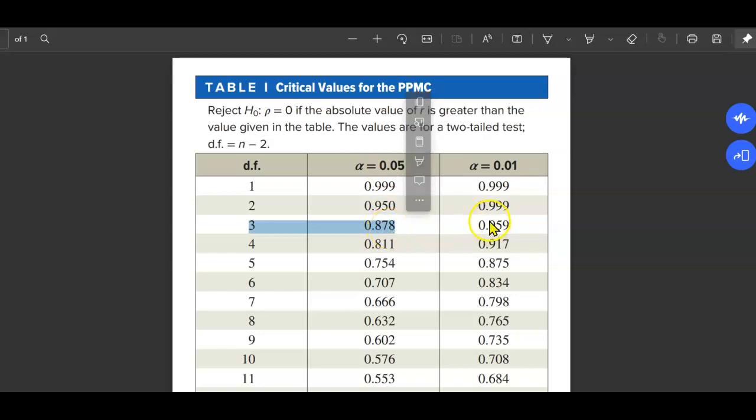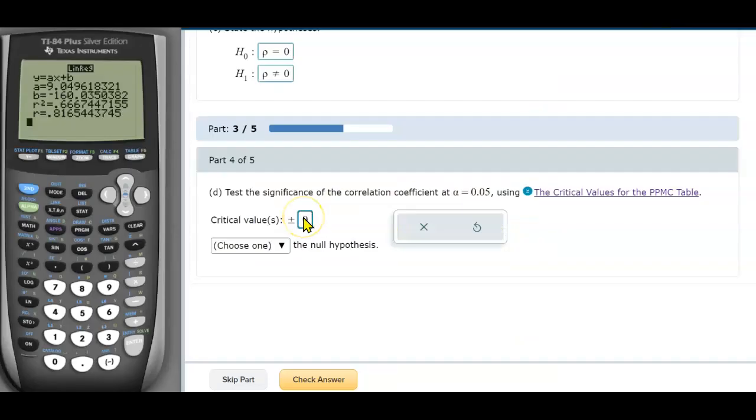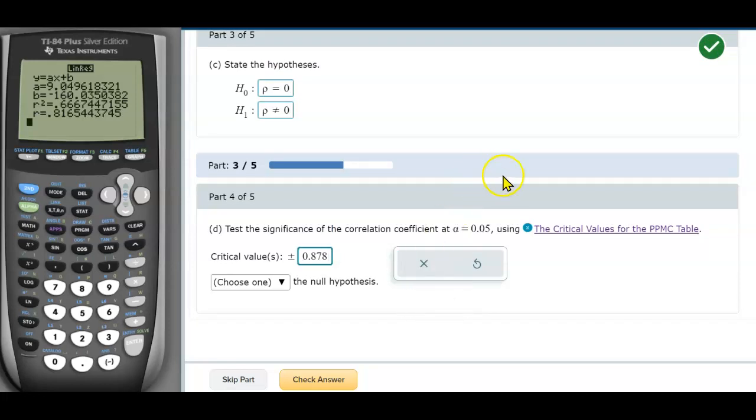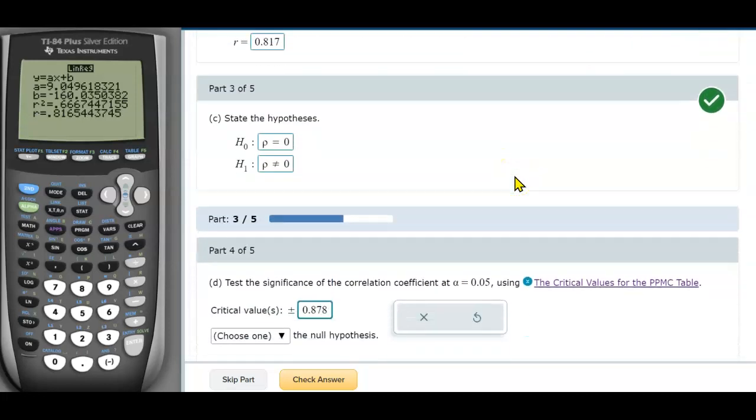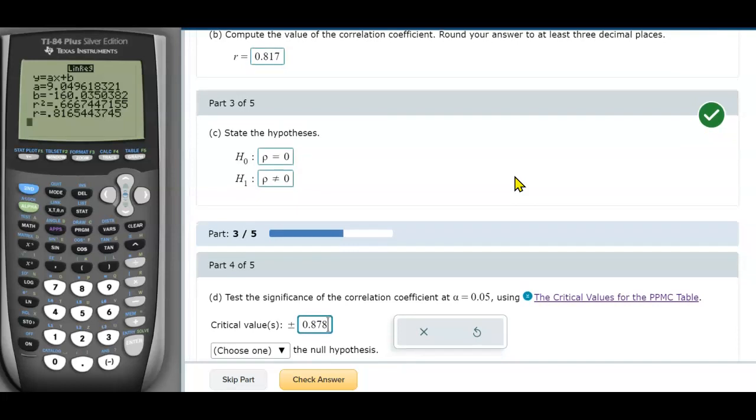So let's go and put it in: 0.878. So that's going to be our critical value. And it's going to ask you whether you're going to accept or reject, right? So let me take you to the whiteboard and try to explain this.